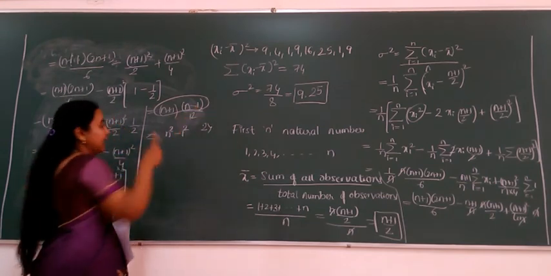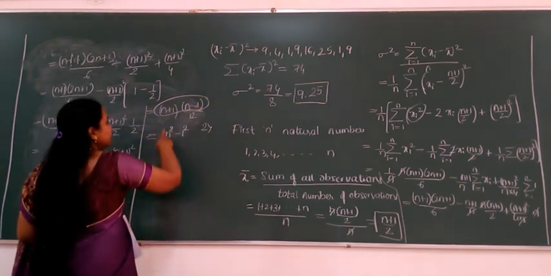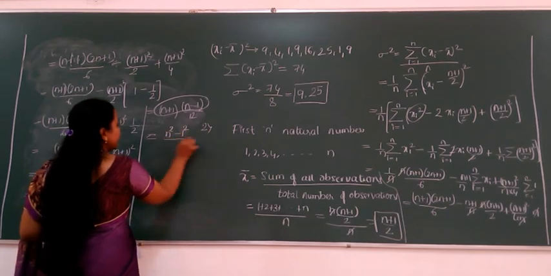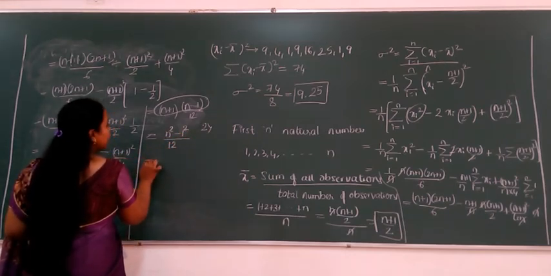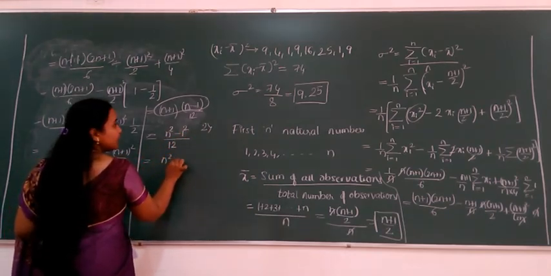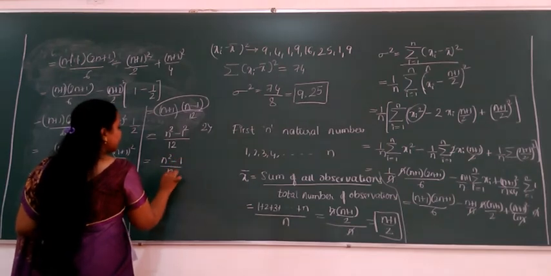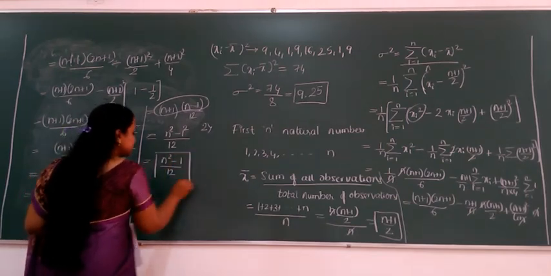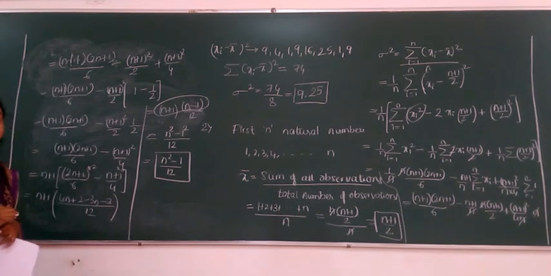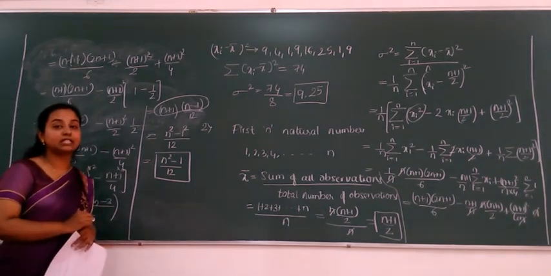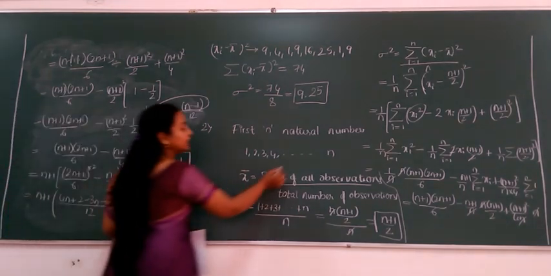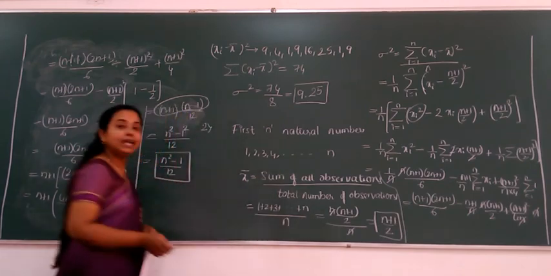In the same way, a plus b into a minus b will be a square minus b square, divided by 12. Or it is n square minus 1 square, that is n square minus 1, divided by 12. So what is this, children? It is nothing but the variance. Variance for what? For these first n natural numbers.